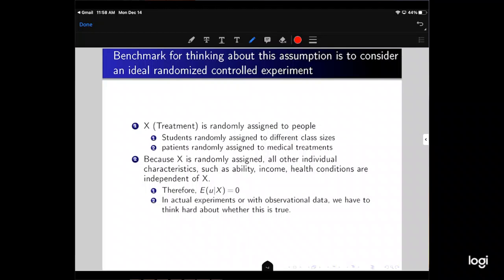What this means is that things contained in the error term u, like health conditions, the distribution of the health conditions are independent of getting the treatment. That's what this statement formally means. In actual experiments or with observational data, most often in econometrics we're using observational data, we have to think hard about whether or not this is true.